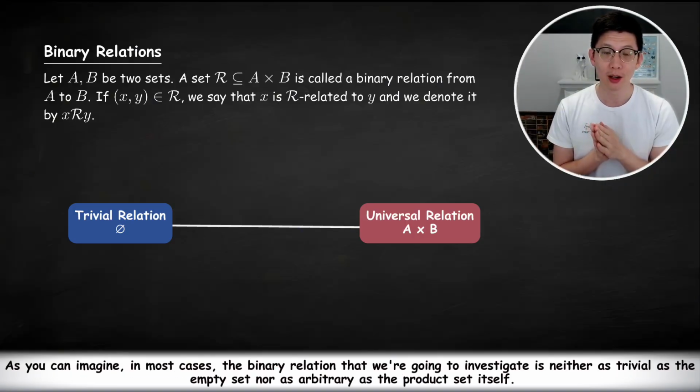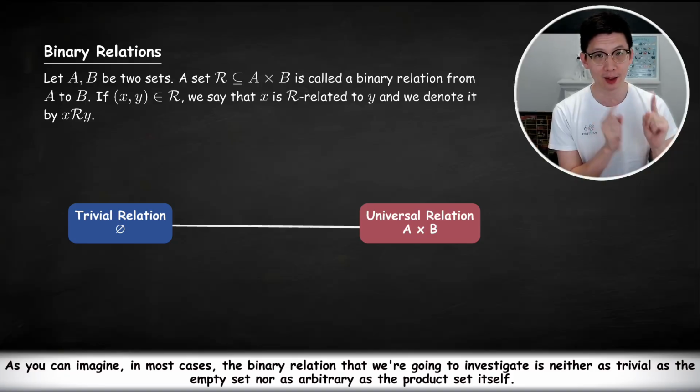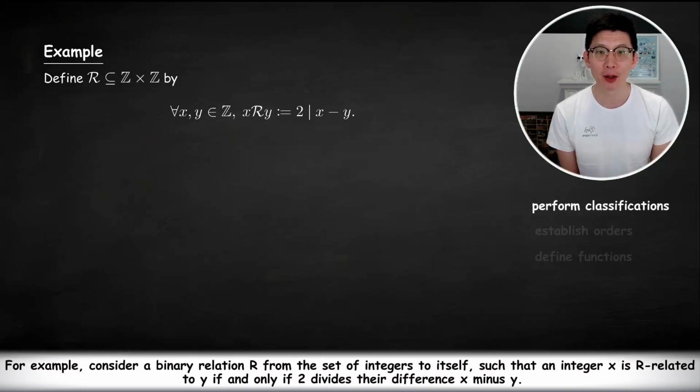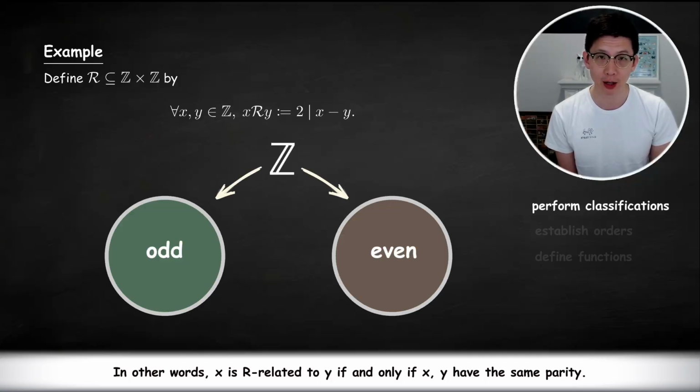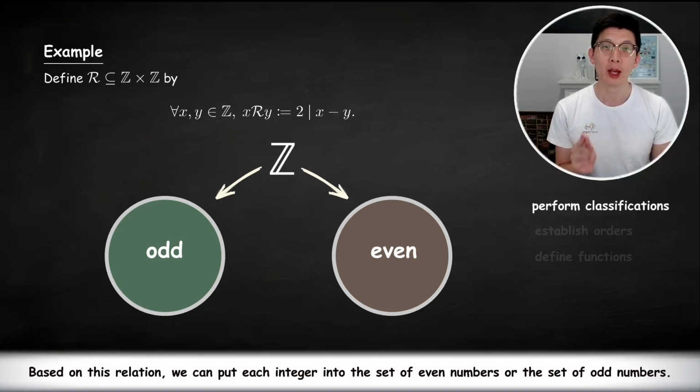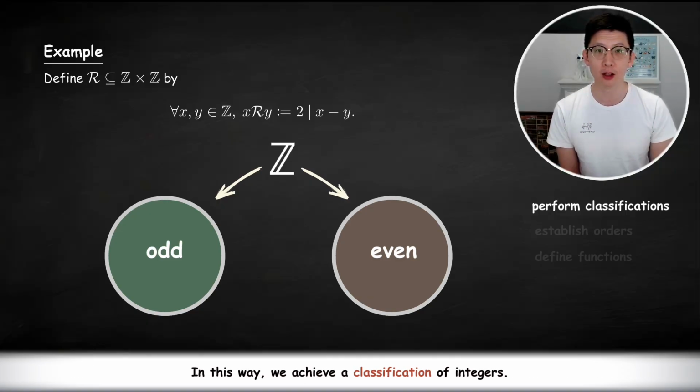As you can imagine, in most cases, the binary relations that we're going to investigate are neither as trivial as the empty set, nor as arbitrary as the product set itself. For example, consider a binary relation R from the set of integers to itself, such that an integer x is R-related to y if and only if 2 divides their difference, x minus y. In other words, x is R-related to y if and only if x and y have the same parity. Based on this relation, we can put each integer into the set of even numbers or the set of odd numbers, and in this way we achieve a classification of integers.